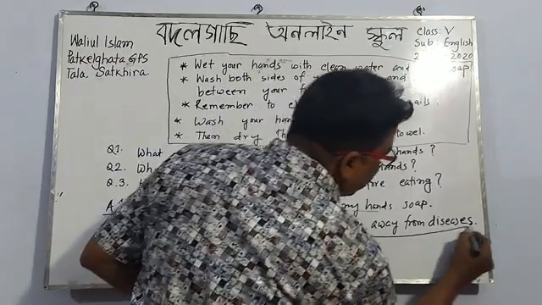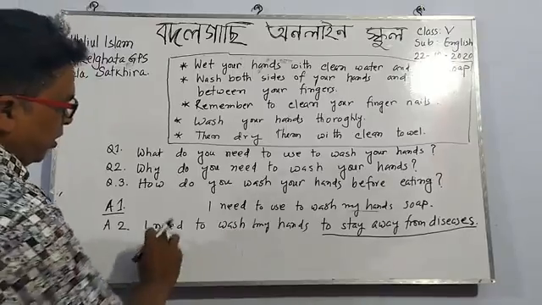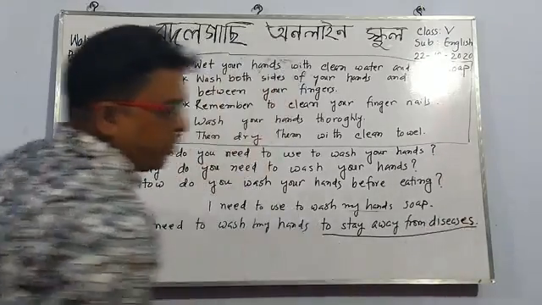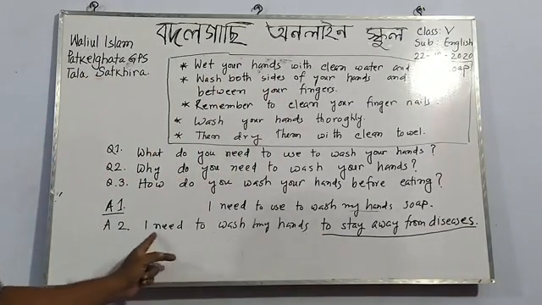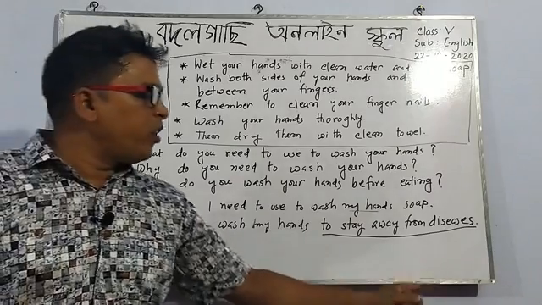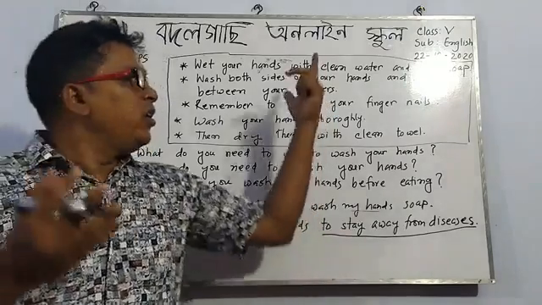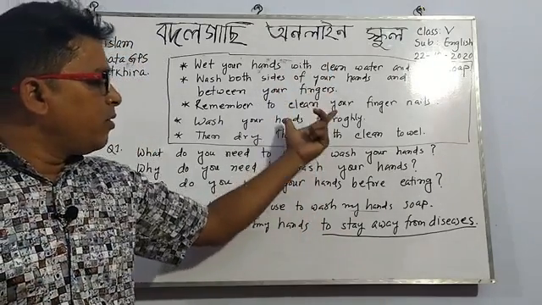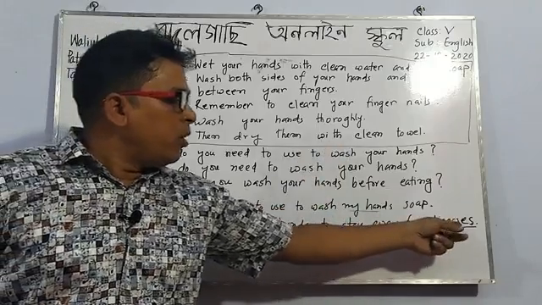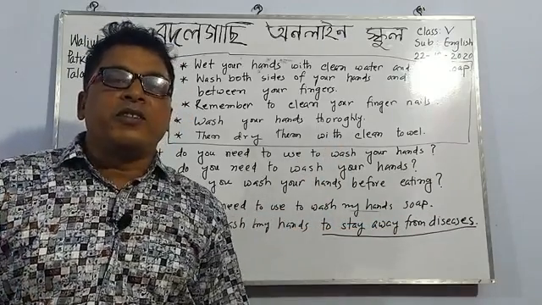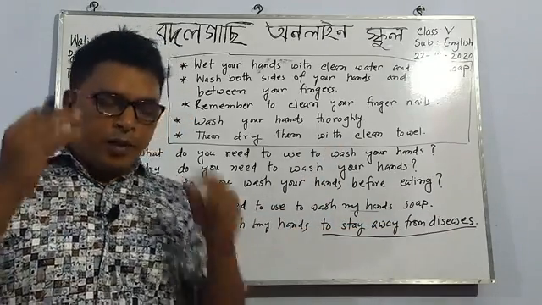Actually it's the answer, and here it makes the complete sentence. Okay, so now: I need to wash my hands to stay away from disease. We are doing many things here, so our target is that we have to be free from disease. Clearly? Okay, next.